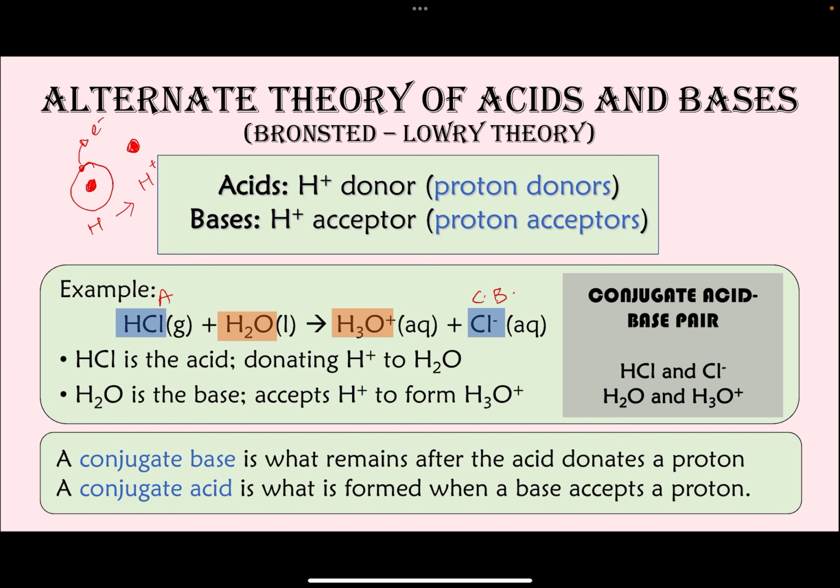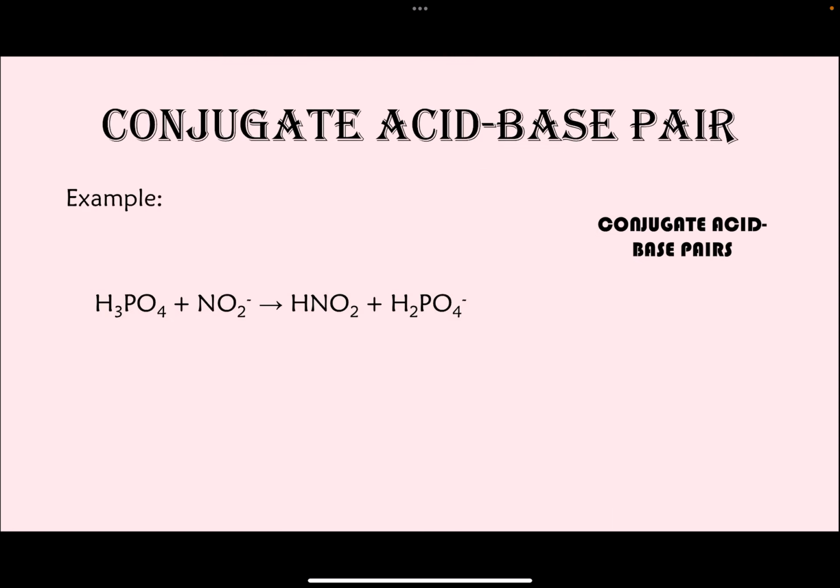If a question asks for a conjugate acid-base pair, you are looking for either an option that has HCl and Cl minus, because that's a pair, or an option that has H2O and H3O positive, because this is a pair of a base and its conjugate acid. Okay, let's do some practice with this concept.